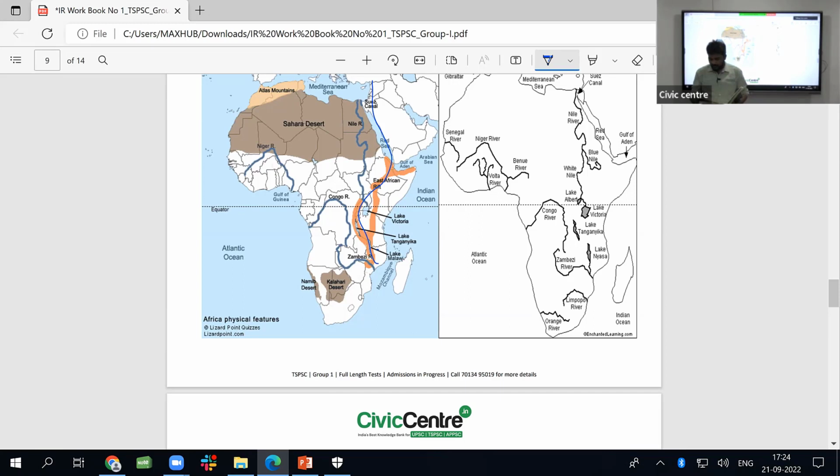Eritrea, Djibouti, Somalia, Kenya, South Sudan, and Sudan. Six nations sharing border with Ethiopia. Now, one important lake, Chad Lake. Now tell me that Chad Lake is sharing border with how many nations?